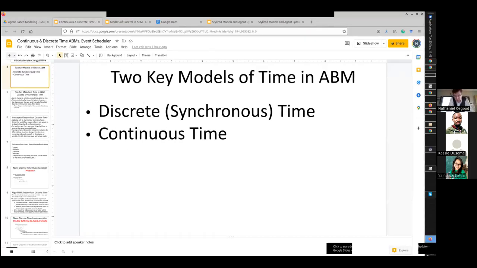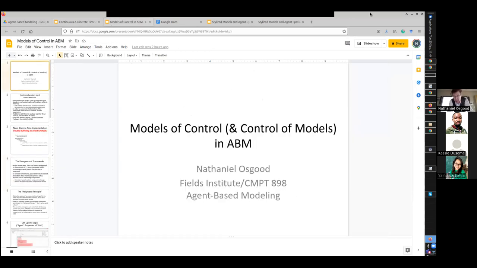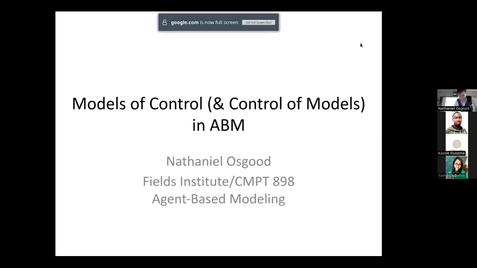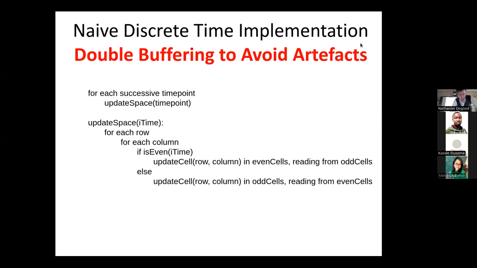So those are two models of time. Okay. I want to now transition to a related topic that I just want to hit on quickly, but it's an important one that's also marked a generational shift in agent-based modeling. Traditionally, I had noted that a lot of agent-based models look kind of like this, naively. I said over a sub-period of time, for each successive time point in turn, update the current situation in the model.